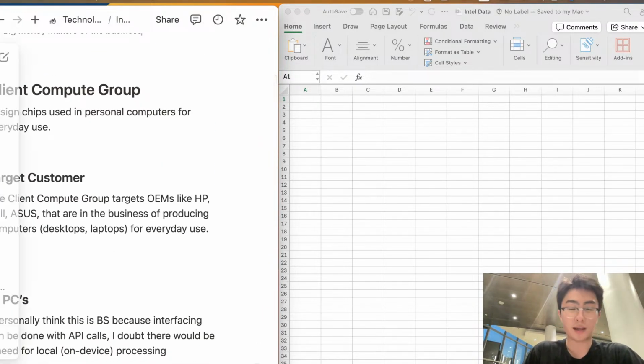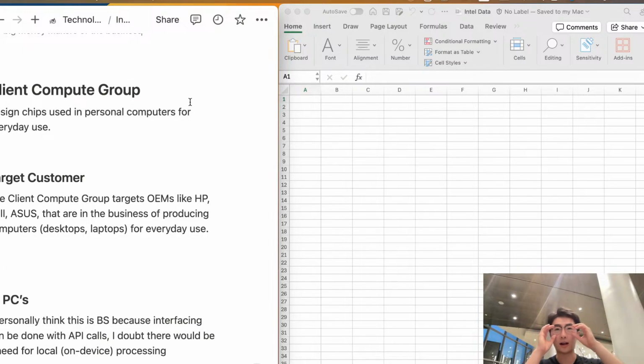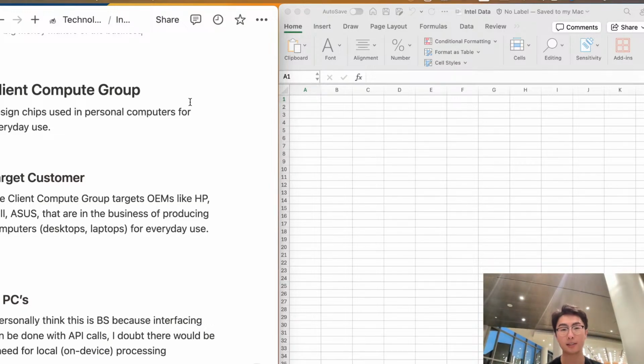Client compute group, yeah, this is the biggest segment I think that Intel has, and this is designing chips for computers, PCs, like the MacBook I'm streaming on right now, although I think Apple is making their own M1 ARM-based chips, so that's strike one for Intel.